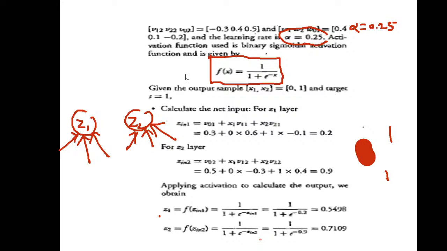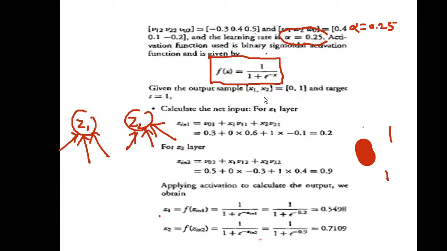So here two hidden neurons are there, Z1 and Z2. First we will calculate the total net input at Z1, and then we will calculate the total net input at Z2. How can this be calculated? We are going to use this particular formula: f of x is equal to 1 upon 1 plus e raised to minus x, because this is a binary sigmoidal activation function. If this is bipolar, then the formula will change. So keep in mind, this is the unipolar formula.